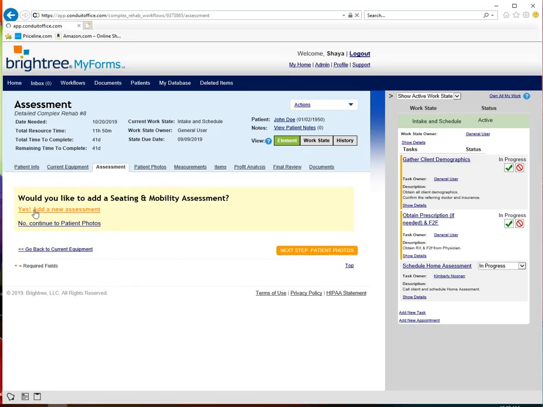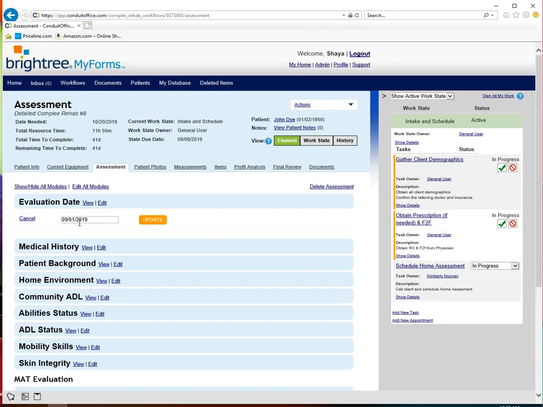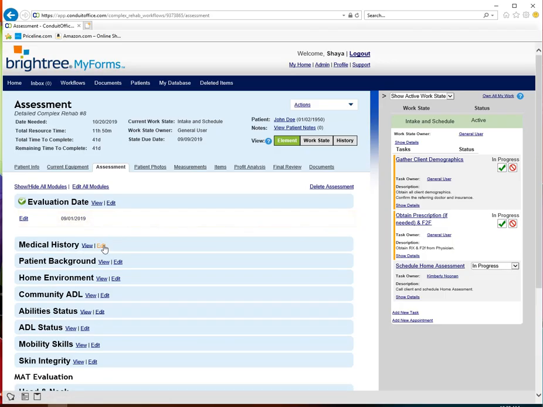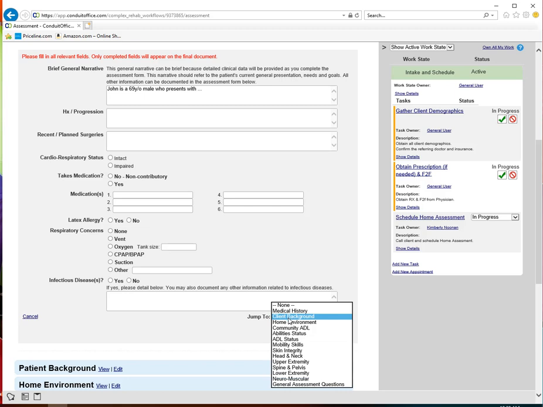So yes, a new assessment. Let's click on yes, a new assessment, and you're going to have all these items populate. This is our full assessment. So evaluation date, we already put it in on the first tab. You can see it. You can either change the date or update. Medical history. Now, as we go through these tabs and press update on the bottom, the next tab is automatically going to open up. You see over here it says jump to. You can either change it and go down or up, but if you don't press anything, it's going to automatically populate the next tab to fill out this assessment.